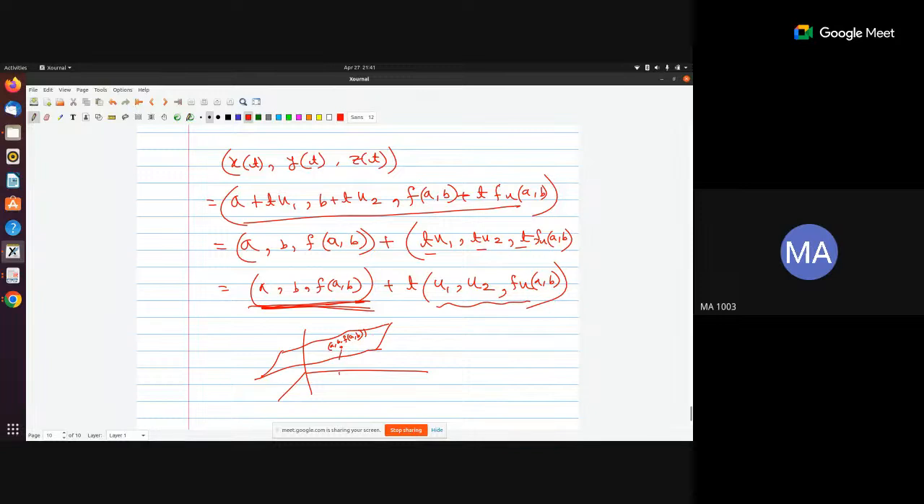Yeah. You are getting it, right? This is point (a, b). So our functional value is f(a, b). So the vector at this point, the coordinate of this point, is (a, b, f(a, b)). That is what this first one is, right?